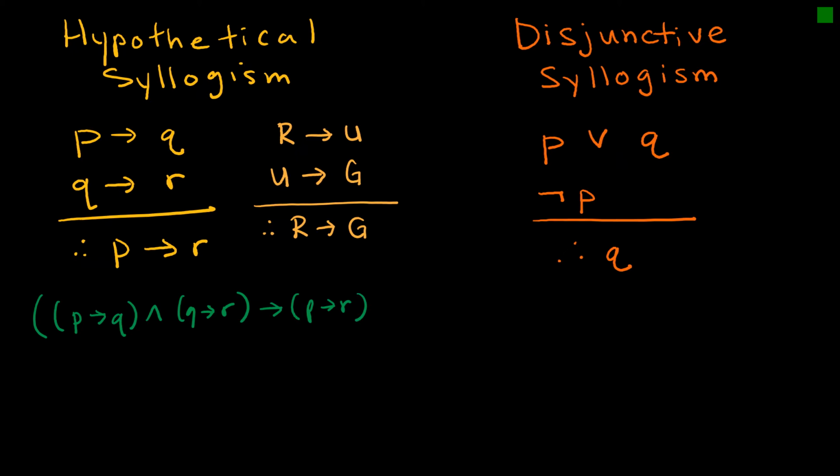The disjunctive syllogism is a little bit different. This one is saying, notice now we have this different sign, so we're not saying if P then Q, we're saying P or Q. So P or Q has occurred, and our next one tells us, hey, not P.